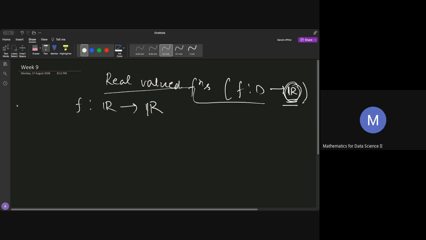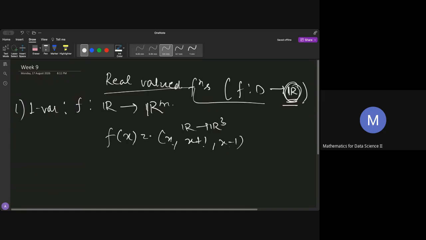So first is a one variable function. A one variable function is a function from R to, you can have an R^m here. That's fine. This is also a one variable function, right? One variable means it involves only one variable. So you can have f(x) equals (x, x plus 1, x minus 1). This is from R to R^3, but it's a one variable function because it only involves one variable. Okay, so that's your one variable function.